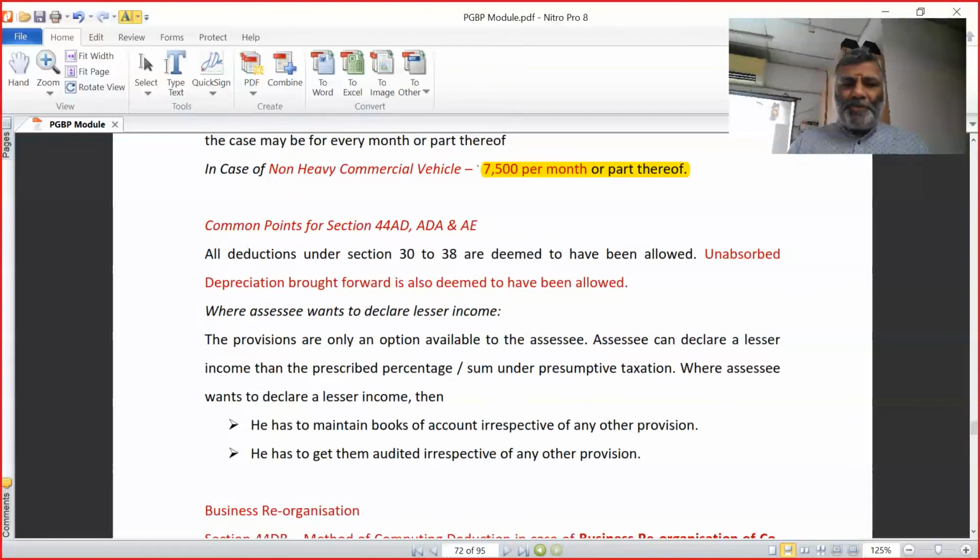Common points. All deductions are deemed to have been allowed. Unabsorbed depreciation brought forward is also deemed to have been allowed. Where the assessee wants to declare a lesser income, he has to maintain books of accounts and get them audited. Read through the 3 provisions.